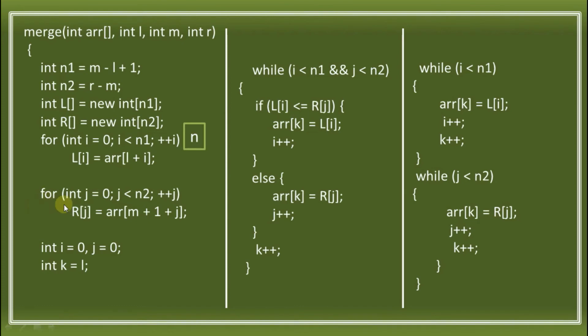Meron din tayong for loop for j. Okay, so plus plus j or j plus plus, same. The time complexity is n. Dito tayo sa while loop na to. Titingnan natin, ang condition niya is yung I and yung j. So basically, mag-end siya kapag naabot ni I yung value ni n1 and naabot ni j yung value ni n2.